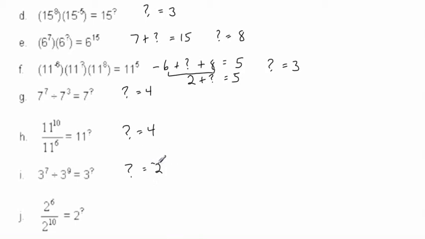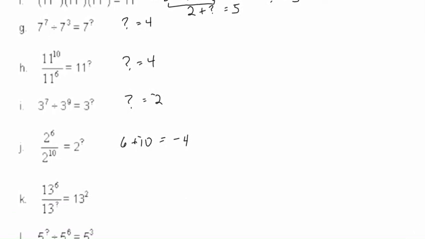Okay, J. 2 to the 6th divided by 2 to the 10th equals 2 to the blank. So again, top minus bottom. So I have 6 minus 10 in case you need to write it out. Sometimes that's helpful. Do your same change switch. 6 plus a negative 10, I have more negatives, so my answer is negative, and 10 minus 6 then is 4.